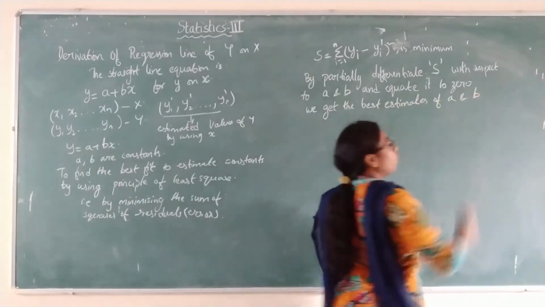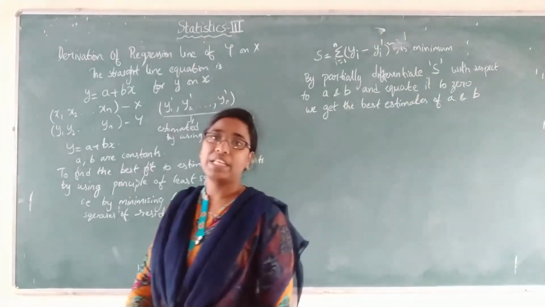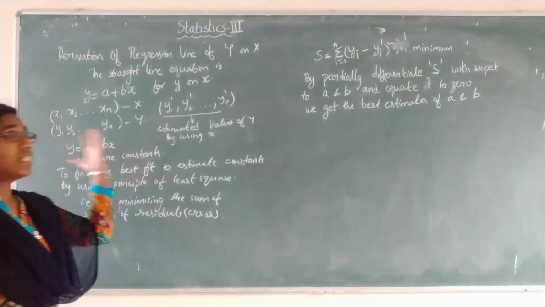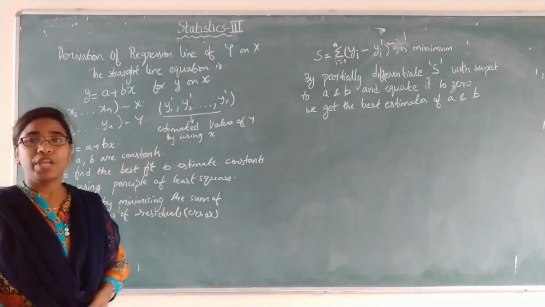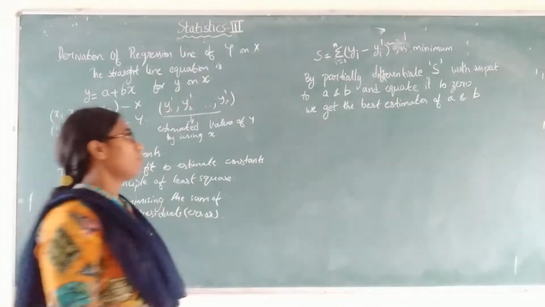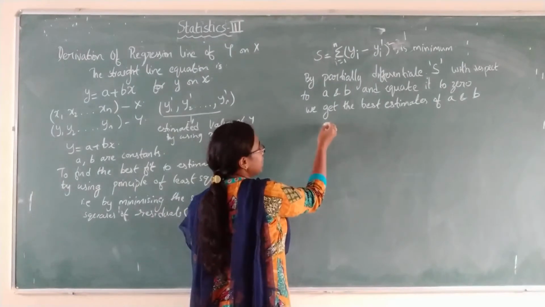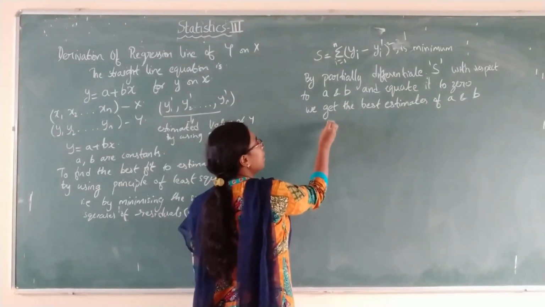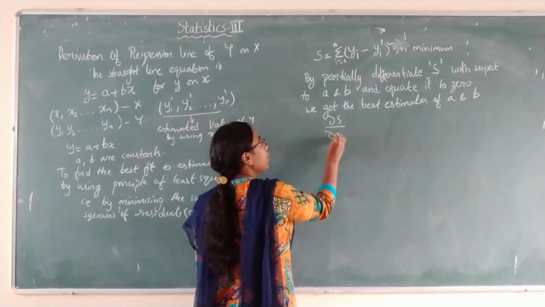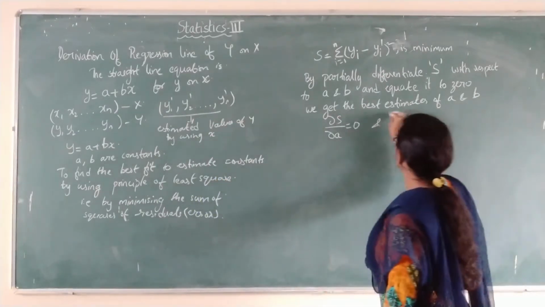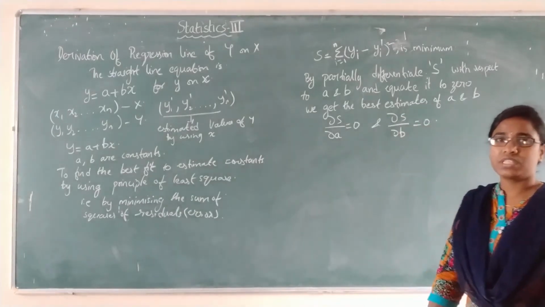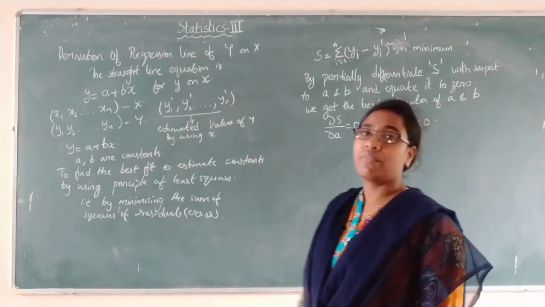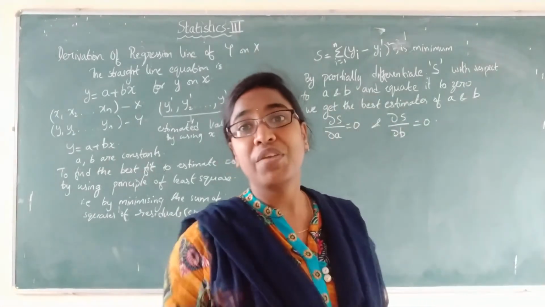Here I want only the b value, so we will be estimating the b value only. So this is the procedure for finding the regression line of y on x, that is, estimating the b value. Now we will see the procedure. So coming to s, partially differentiating means we get dou s by dou a equals 0 and dou s by dou b equals 0. So you will get two equations. By using those two equations, you will find the best estimate, that is b y on x.